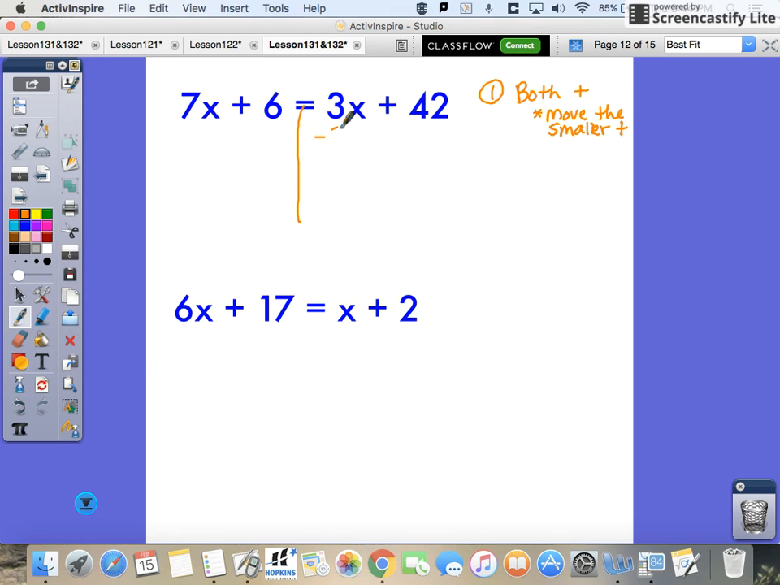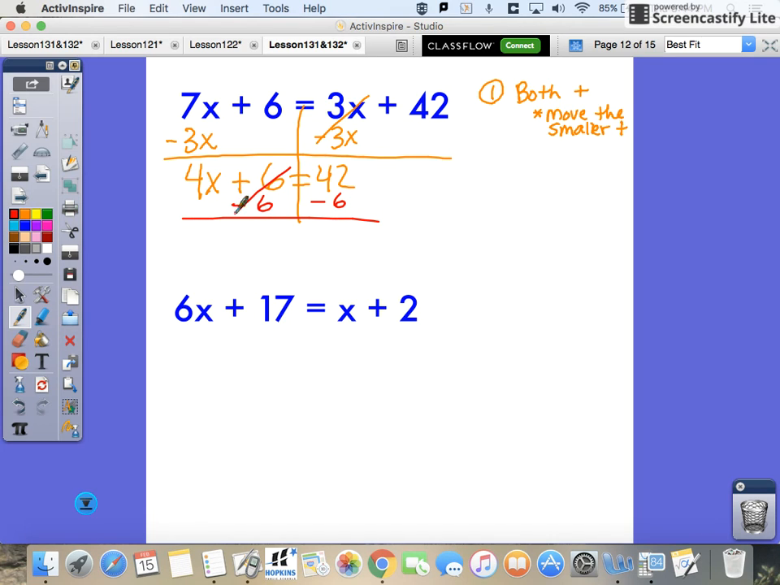So I would minus 3x on both sides and line up the like terms. We got 42 equals 6, and then here 7x minus 3x is 4x. Then it's just like before, minus 6, 4x equals 36. Divide by 4, x is 9.